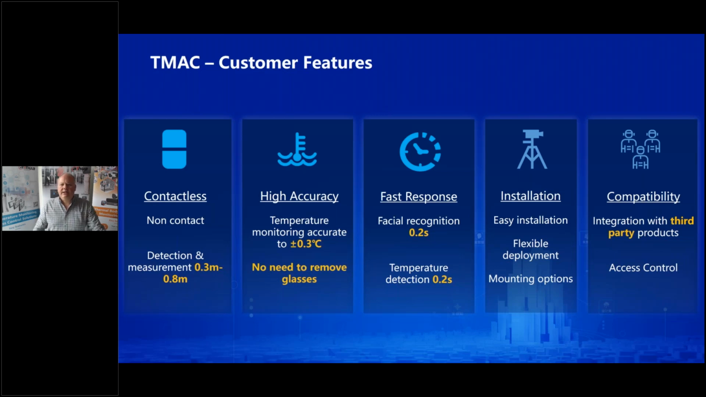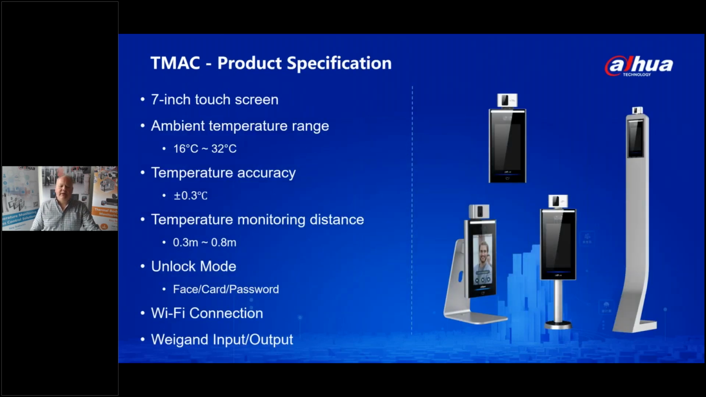So let's have a look at the family. This is the TMAC family. I've already touched on the screen. In fact, it's a 7-inch touch screen display that appears on all of the products. The ambient temperature range for the solution is between 16 and 32 degrees centigrade. It has a temperature accuracy of plus or minus 0.3, and the measuring distance we already touched on is 0.3 to 0.8 of a meter.